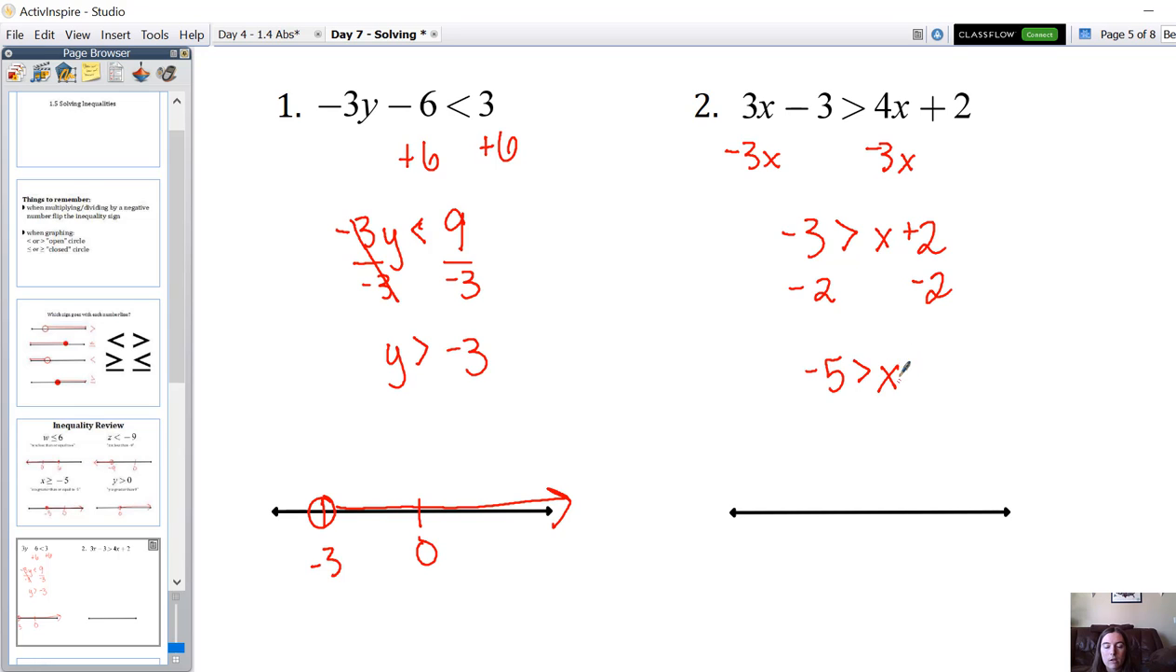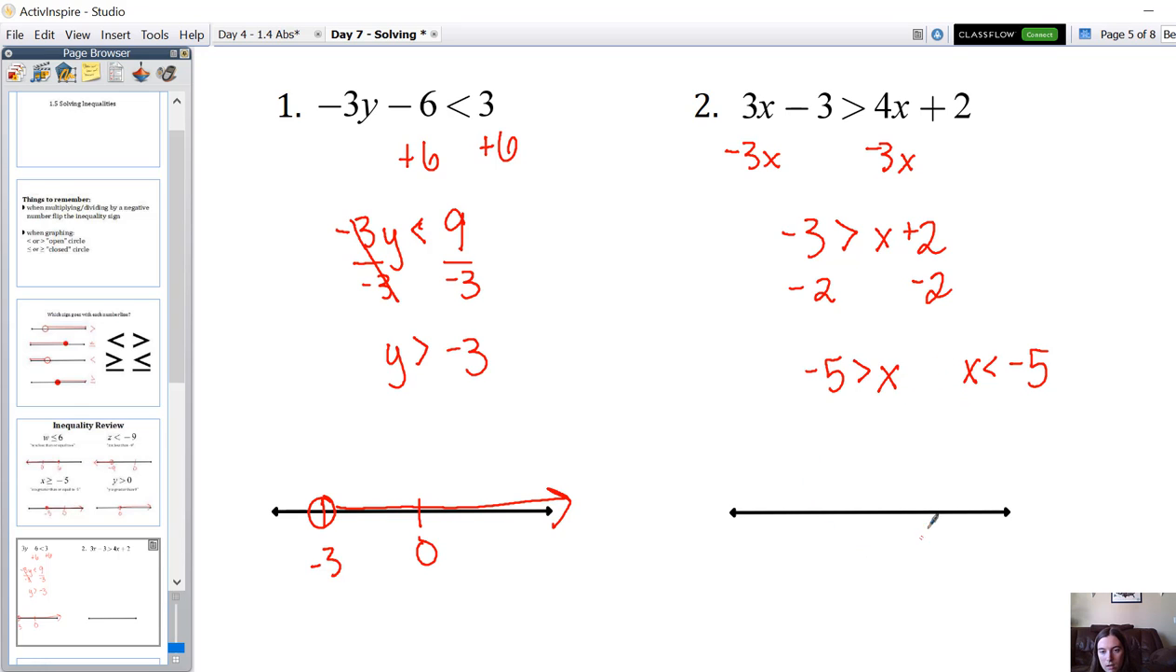If you prefer to have the variable on the other side, then you could also write it as x is less than negative 5. It doesn't matter which way it looks, as long as the arrow is pointing in the correct direction. Right? We want negative 5 to be bigger than x. That is true no matter which way we write it.